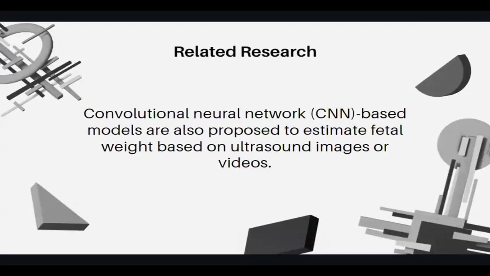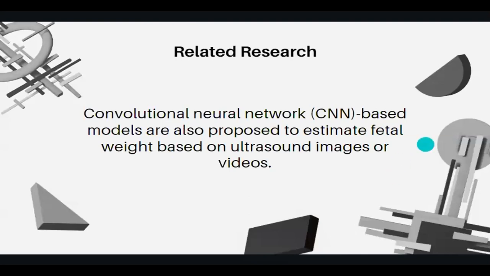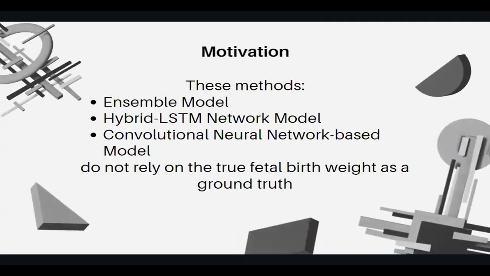This is another related research, which is convolutional neural network based models. They also proposed to estimate fetal weight based on ultrasound images. The motivation behind this research is that the methods I just listed don't rely on true fetal birth weight as the ground truth. Instead, they predict using the estimated body part measurements I was previously mentioning, which is prone to error, like I said.